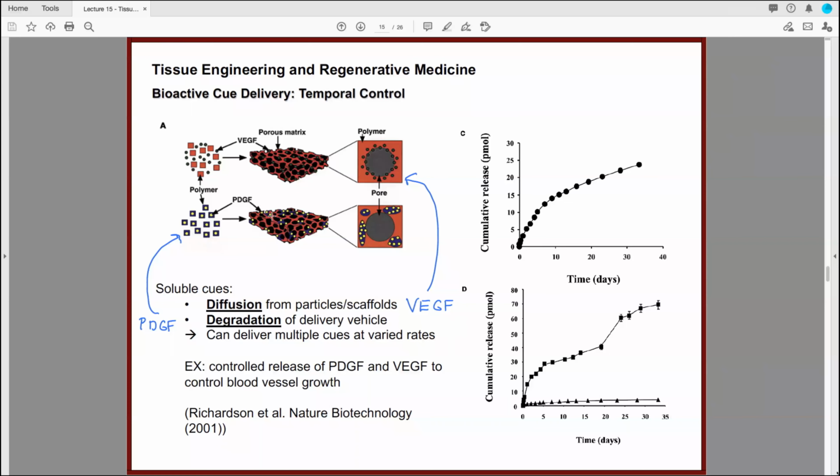So just showing on the right-hand side is the cumulative release. This is for the VEGF, which is encapsulated directly in the polymer. It's pretty consistent. It's not linear, but it's pretty consistent over time. Where you can see with the cumulative release for the PDGF on this plot D, you can see that there is an initial release, and then it slows down, and then there is a second release. So the way that we encapsulate those growth factors into these different scaffolds can influence the way that they diffuse out.